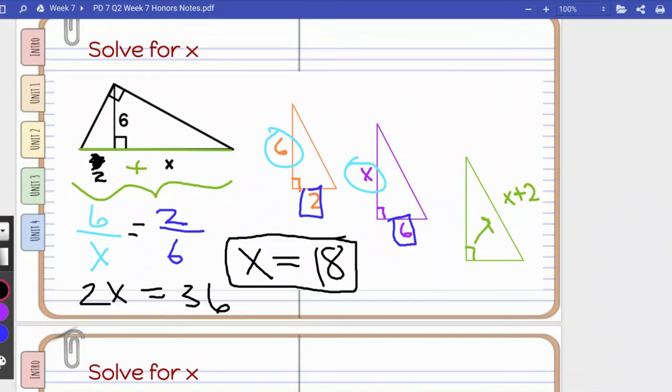On the next example, it's a little bit harder, so what I would like you guys to do is just set up your 3 triangles and write down the sides on there, and then resume the video.